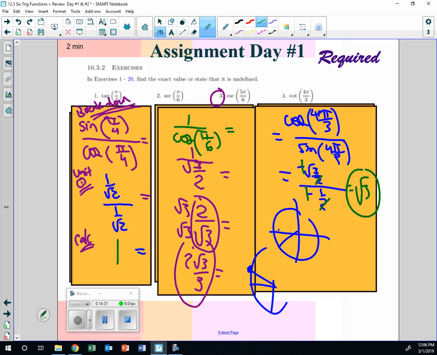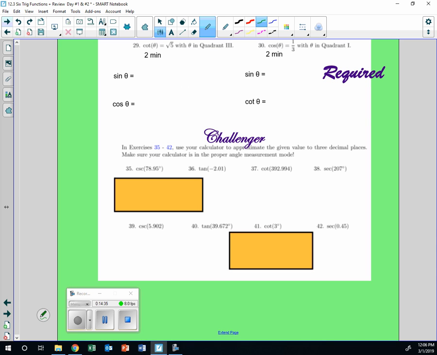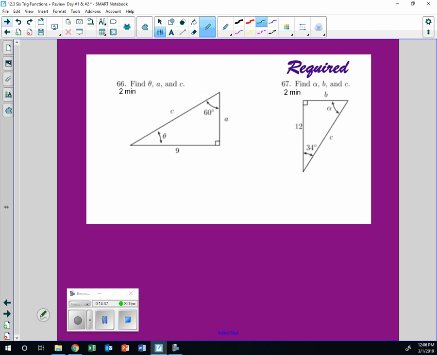I know you didn't have a lot of time, but you're going to work on those. Work on these. Do some more practice with sine, cosine, tangent, and you're all set.